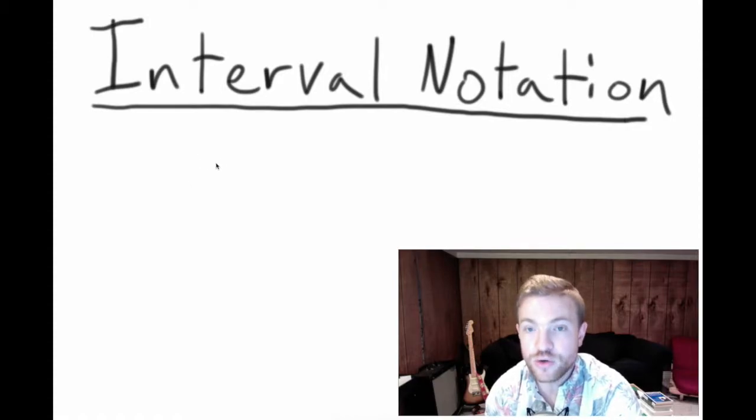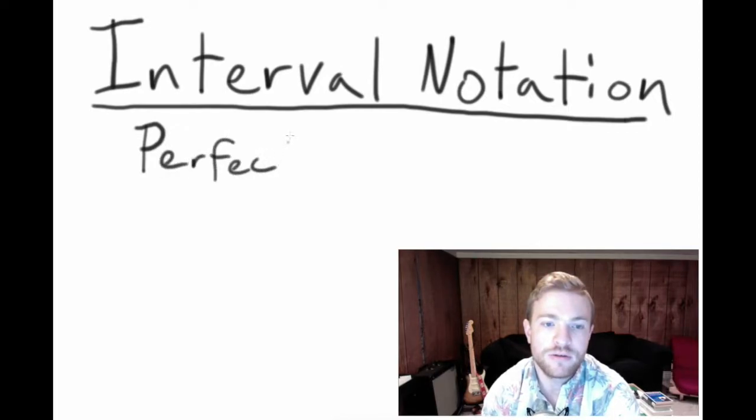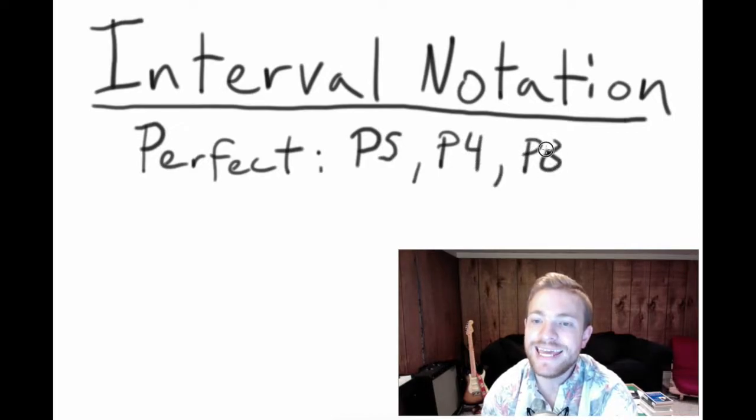The first one is the shorthand notation for different types of intervals. And this is really pretty simple, but it's something that's worth pointing out and mentioning. For all perfect intervals, whether they're fourths, fifths, or octaves, we simply put a capital P in front of the interval. So P5 would be perfect fifth, P4 would be perfect fourth, and a P8 would be a perfect octave.